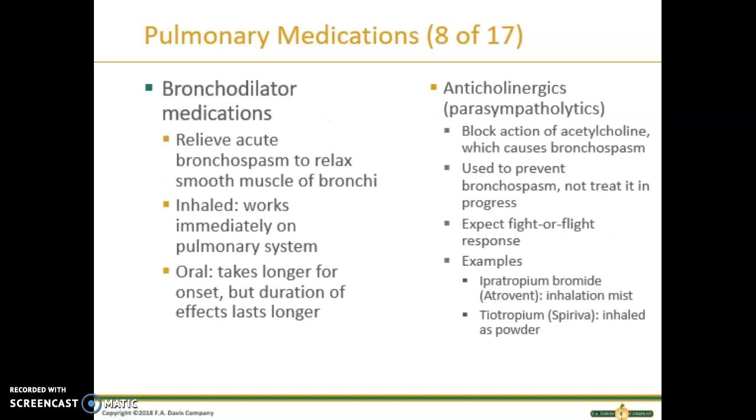Bronchodilators relieve acute bronchospasms and include anticholinergics, xanthines, and adrenergic agonists. They relax the smooth muscle of the bronchi, allowing the patient to breathe more easily.